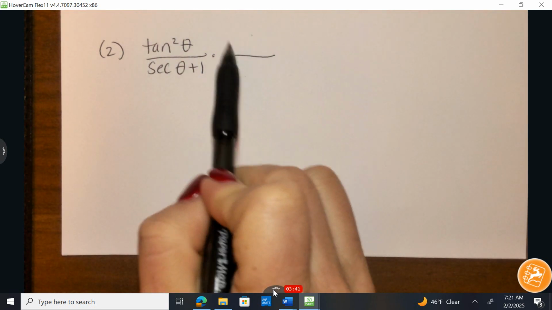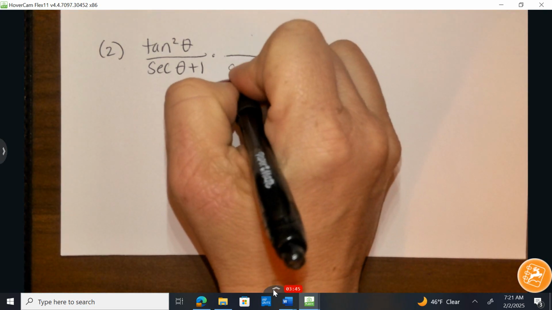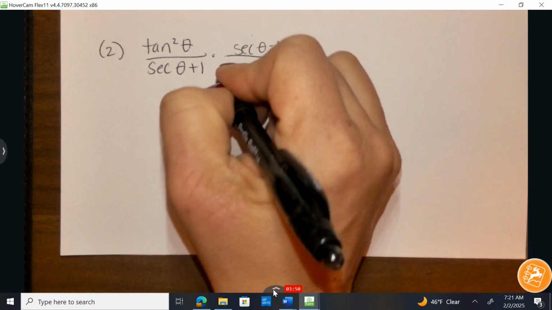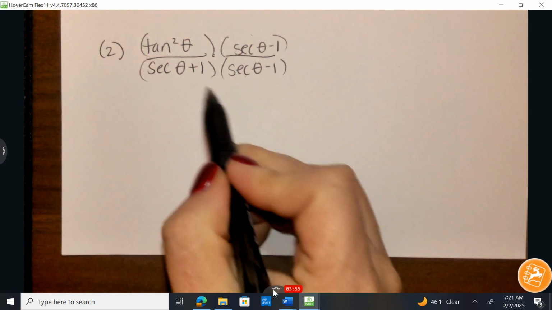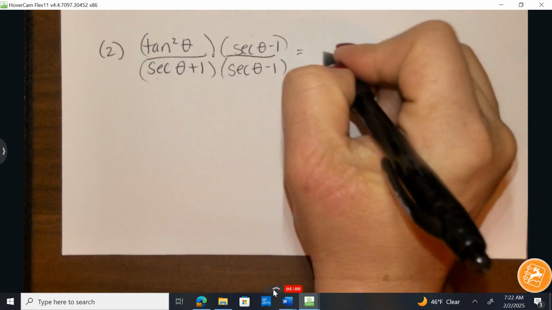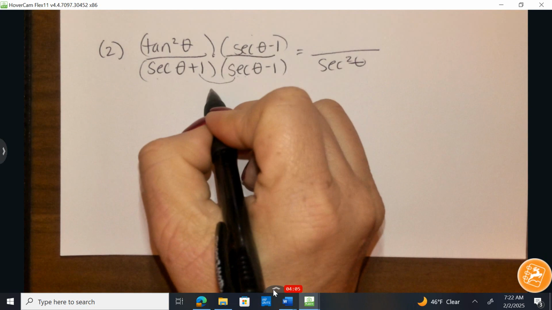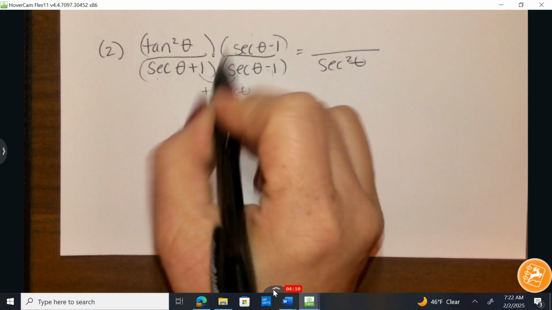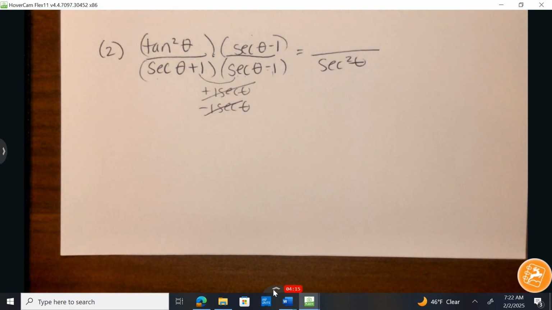For instance, if I made this the value 2 and I put 2 over 2, well, 2 over 2 just reduces to 1. So I write secant theta minus 1 on the top and secant theta minus 1 on the bottom, and you may be thinking, why are you doing that, Miss Bradley? What does that achieve? Well, now when I multiply in the denominator, secant theta times secant theta is secant squared theta. The inside would be a positive 1 secant theta. The outside would be a negative 1 secant theta. They're additive inverses. They're exactly opposite and they cancel out.